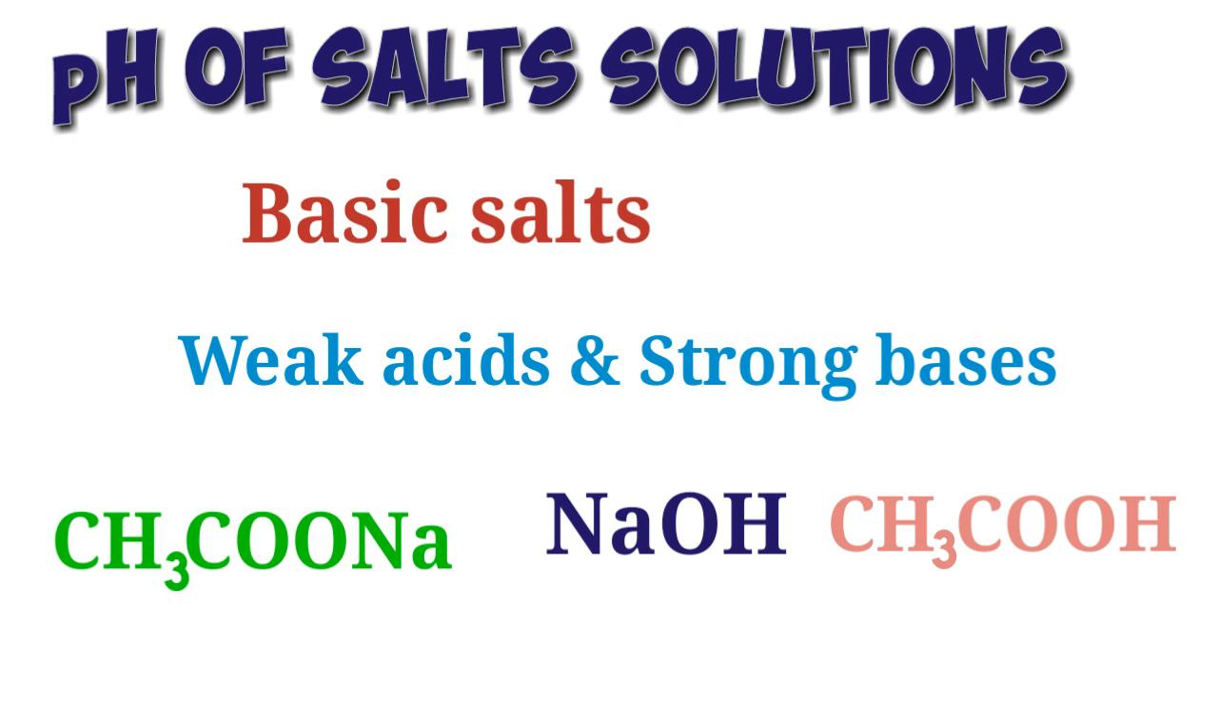When sodium acetate is dissolved in water, it gets hydrolyzed to some extent and forms sodium hydroxide and acetic acid. The sodium hydroxide is a strong base which is fully ionized and gives a large amount of hydroxide ions. On the other hand, acetic acid is a weak acid which is only slightly ionized and hence gives a small amount of hydrogen ions, H plus aqueous. Since the sodium acetate solution contains more hydroxide ions than hydrogen ions, it is basic in nature and it turns red litmus blue.